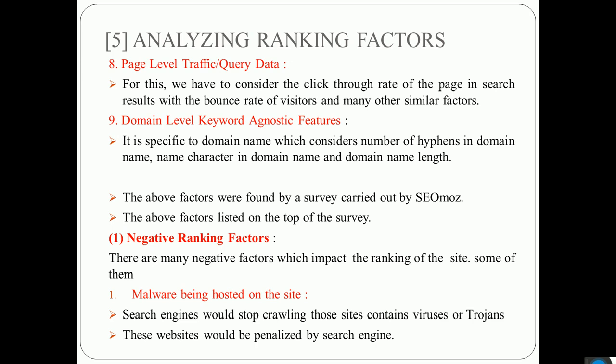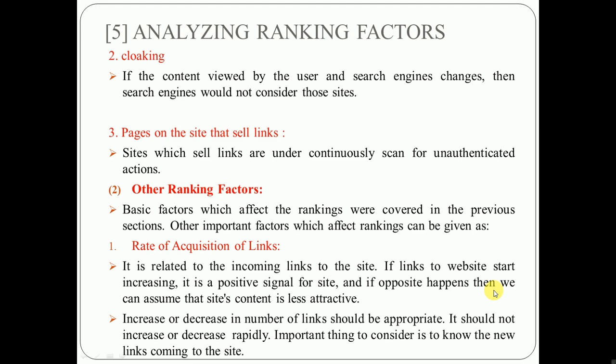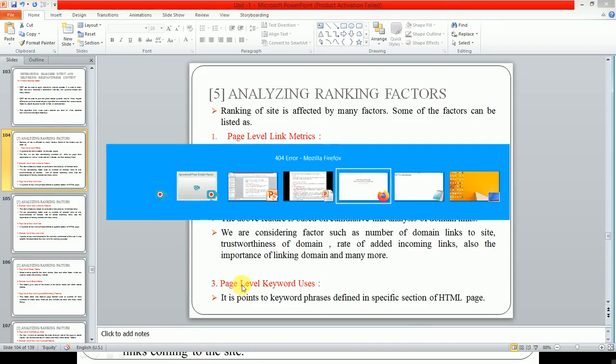The site would be penalized by the search engine. The crawler also informs the search engine that this site has a Trojan horse or virus, and then it will be penalized. The second thing is cloaking: if the content viewed by the user and by the search engine differ, then the search engine would not consider those sites. If you have given an about us, mission and vision, and you repeatedly change them.